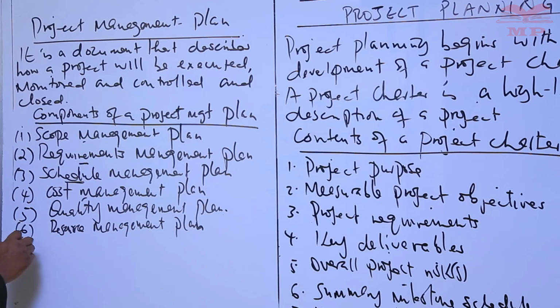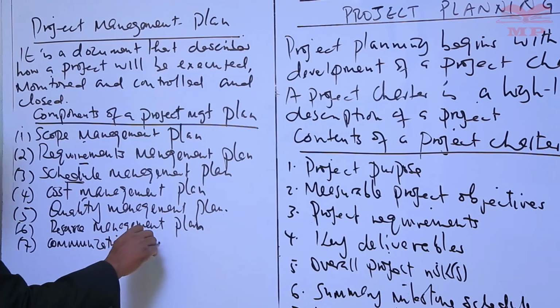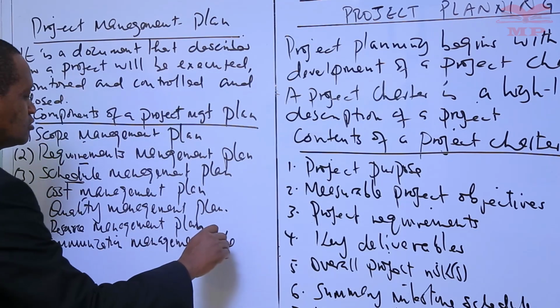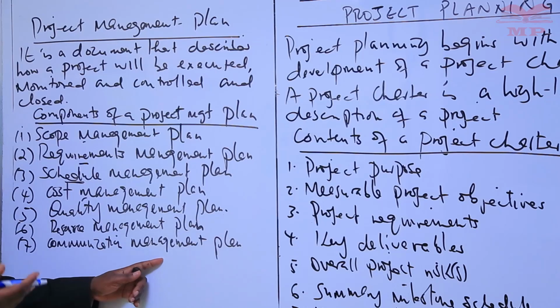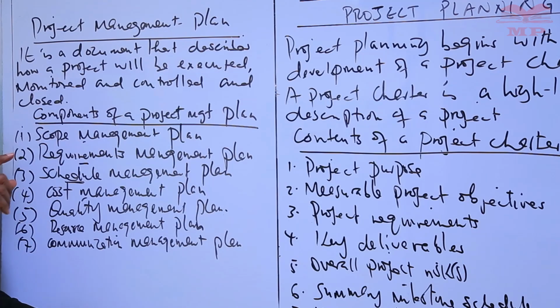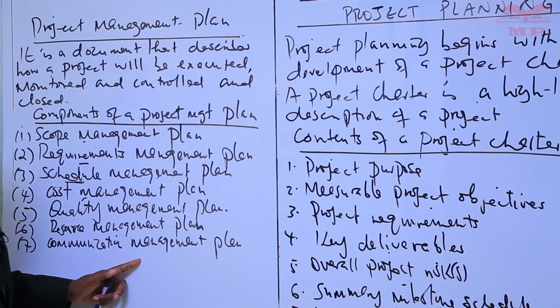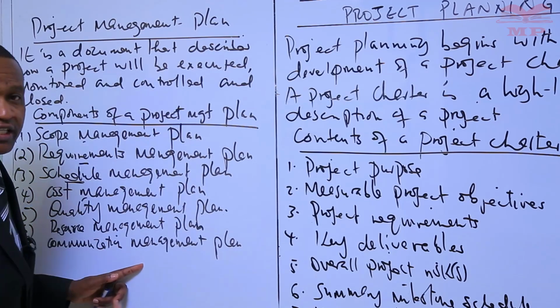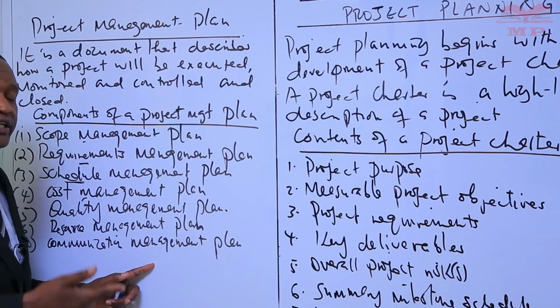Number seven, communication management plan. Communication management plan establishes how, when, and by whom information about the project will be administered and disseminated. In implementing a project, there are many stakeholders. We may also have the implementers, who may be many project workers. So there has to be a plan on how information will be administered.